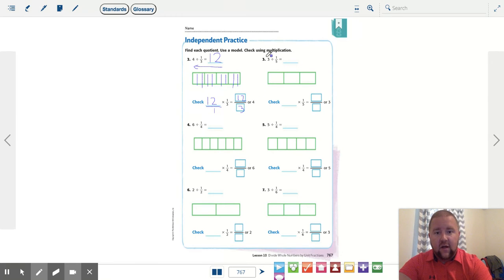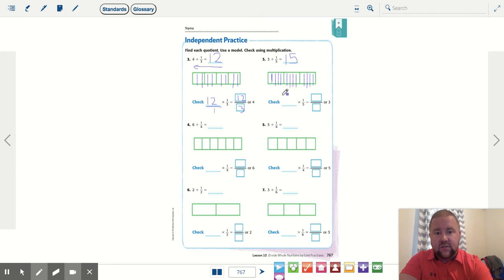All right, so 3, breaking them up into fifths. This is going to get a little tight. I'm sorry. Okay, so how many sections are there? You could count them all, or again, there are 3 sections. They each have 5 pieces. That's going to give you 15 total pieces there.